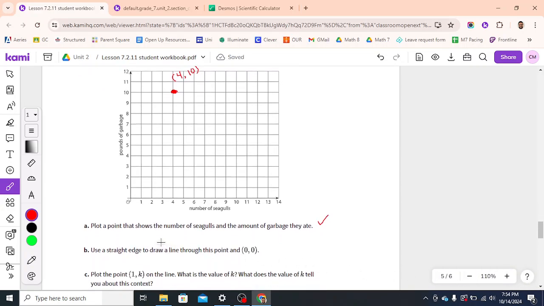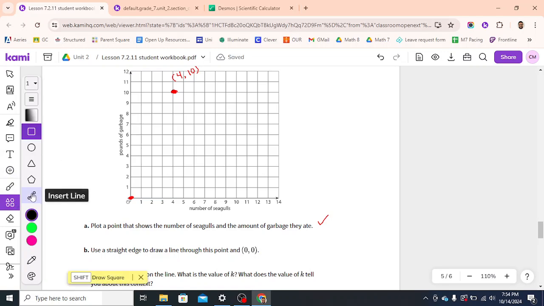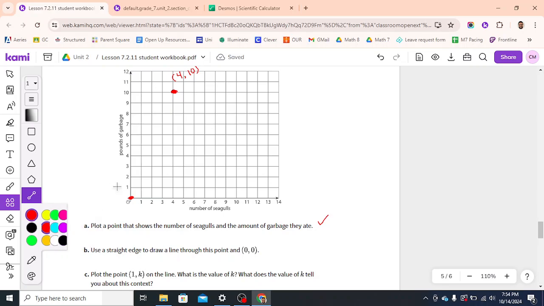Use a straight edge to draw a line through this point and 0, 0. All right, so 0, 0 we know is right here. So what you're going to need to do is in your planner, you have one of those straight edges, a ruler if you will, note card, something. We want you to be able to connect it. So let me go ahead and see if I can bring up my shapes.